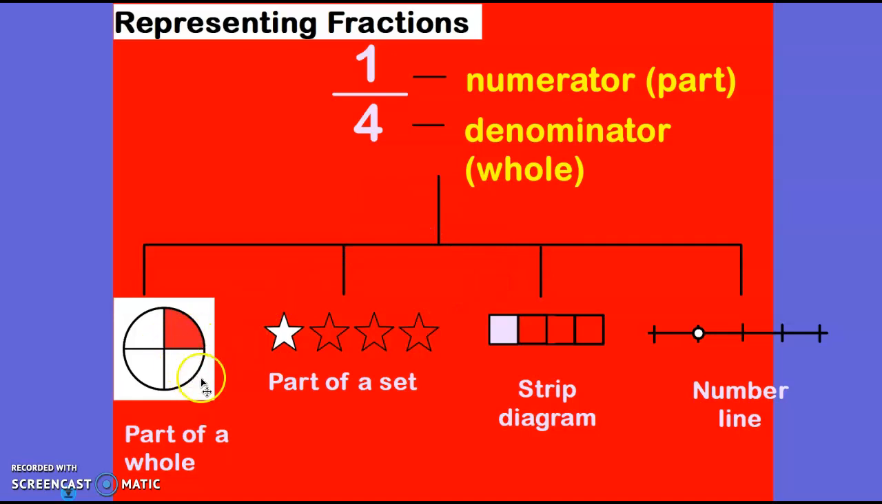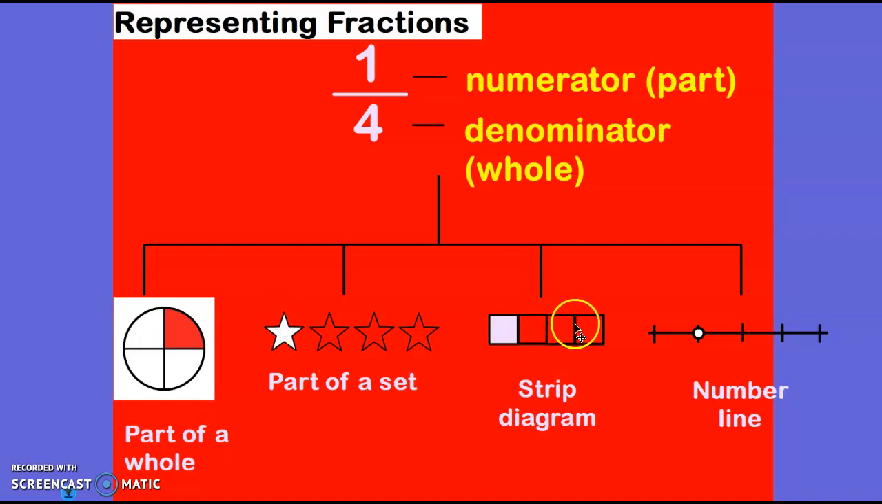The first picture is part of a whole. This is one part shaded out of 1, 2, 3, 4 equal parts. That's why this is 1/4. This is part of a set. In this set of stars, there are 1, 2, 3, 4 in all. That's why the denominator is 4 and one shaded part, and that's why your numerator is 1.